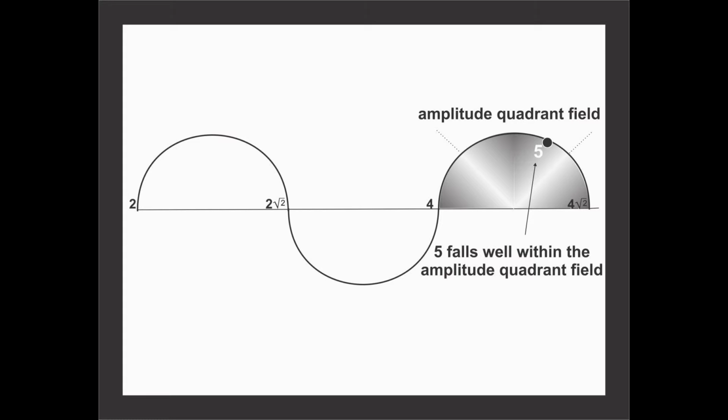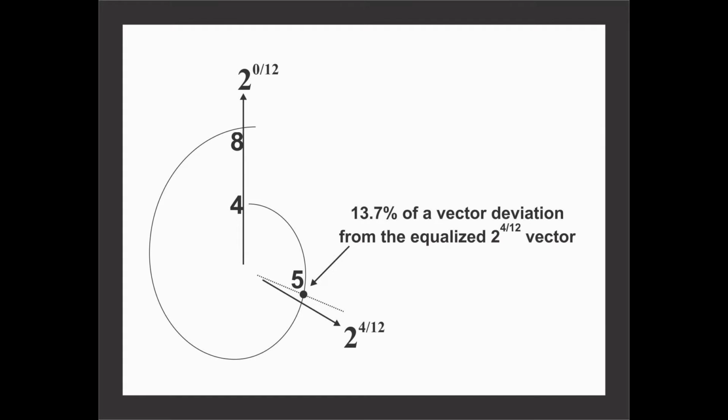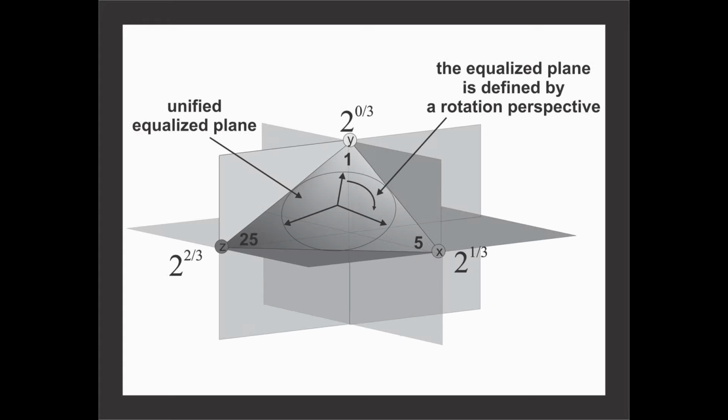Given that the number 5 is defined relative to the equalized field, it will need to be equalized. The number 5 falls 13.7% away from the 2 to the 4/12 vector, which is within the 25% field limit of that vector. The number 5 is then fundamentally referenced to the 2 to the 4/12 vector. The 2 to the 4/12 vector is also represented as 2 to the 1/3 vector, which defines 1/3 of a rotation around the equalized field and identifies the 3 reference axes. The number 5 then defines an axis rotation around the equalized field.